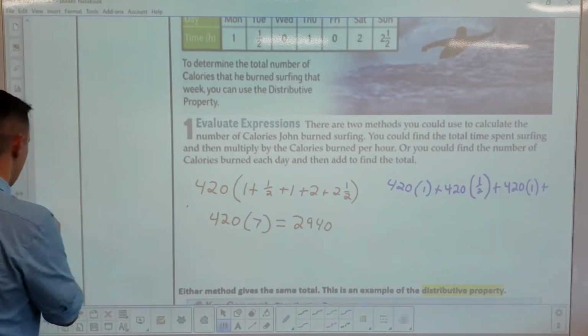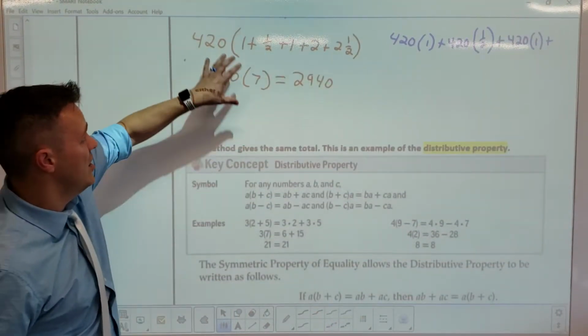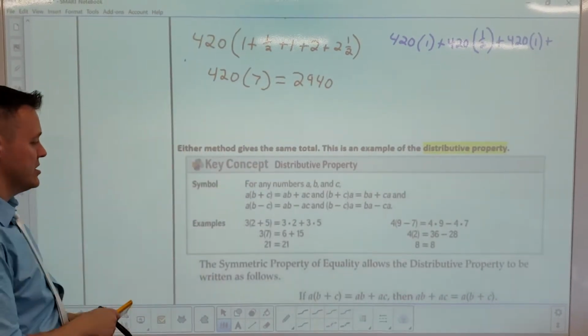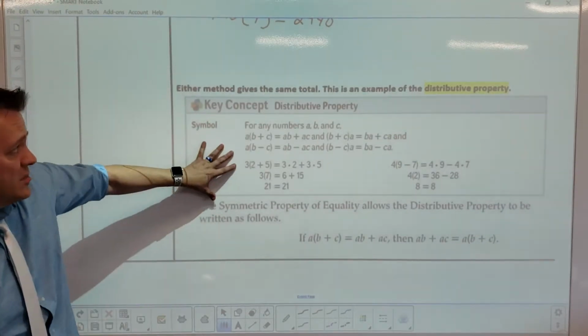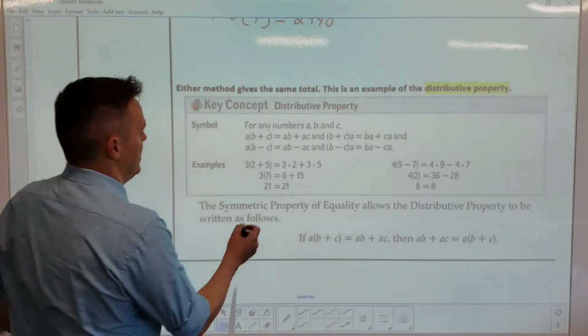I don't really want to work on that method too much. I would prefer you guys to understand the aspect of adding everything together and then multiplying it out for that particular example. But when it comes down to here to the distributive method, it talks about either method can be used the same, it's just how you actually determine.